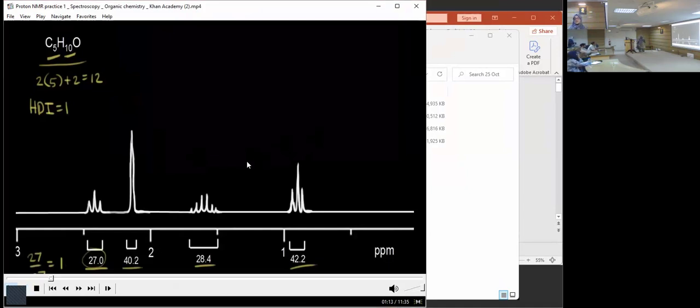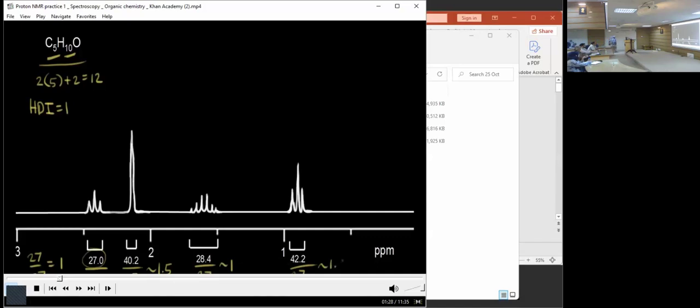40.2 divided by 27 is pretty close to 1.5. 28.4 divided by 27, that's pretty close to 1. And 42.2 divided by 27 is once again pretty close to 1.5. Remember, these are just the relative numbers of protons giving you these signals, but you can't have 1.5 protons giving you a signal. We need a whole number, and we need to account for 10 total protons here.